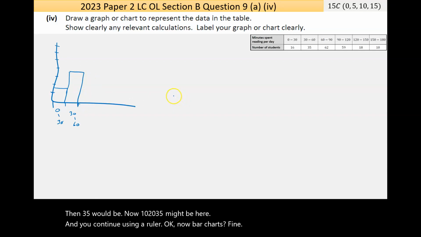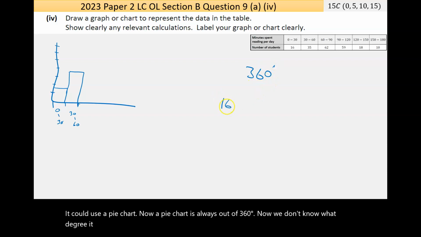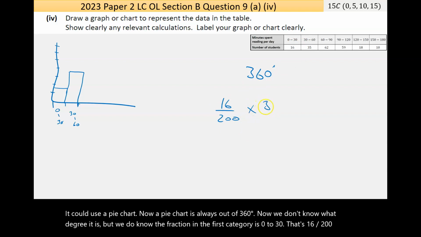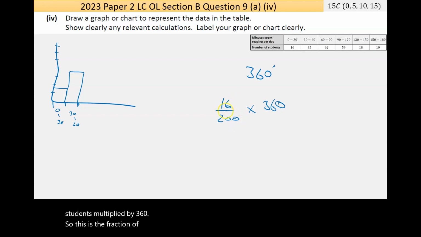I could use a pie chart. Now, a pie chart is always out of 360 degrees. Now, we don't know what degree it is, but we do know the fraction in the first category, 0 to 30. That's 16 over 200 students multiplied by 360. So this is the fraction of the total students. So 16 200ths would be what?